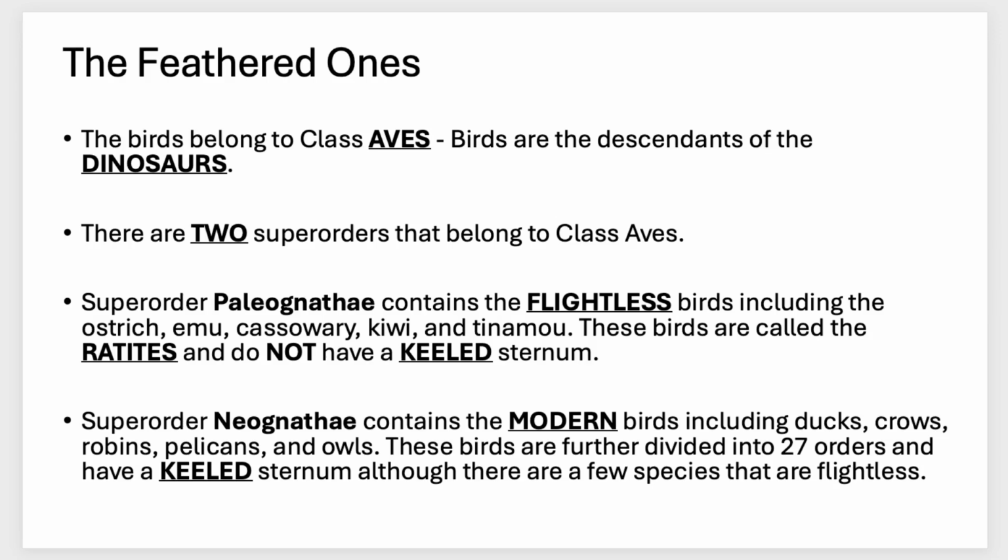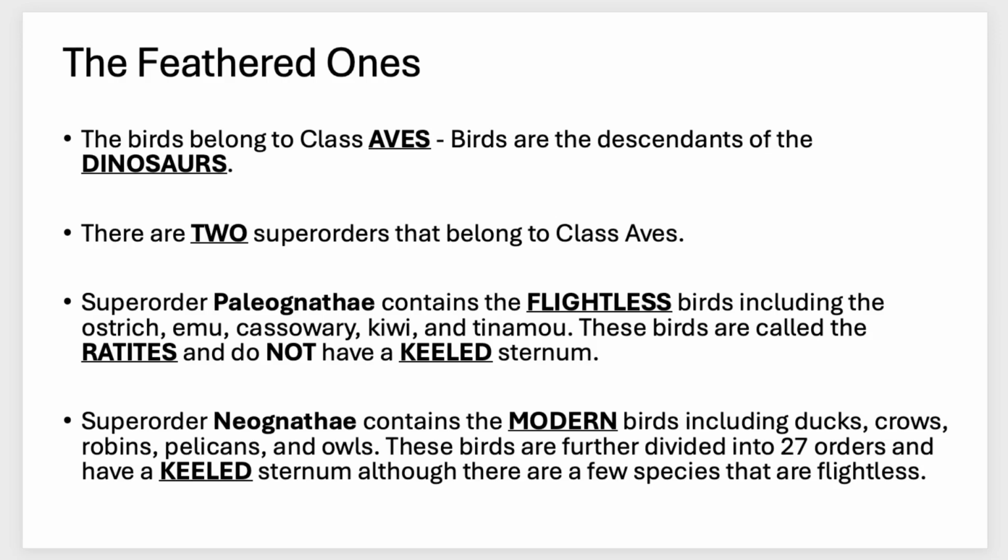There are two superorders that belong to the class Aves. The superorder Paleognathi will contain the flightless birds, such as the ostrich, the emu, cassowary, kiwi, and the tinamou. They are called ratites and do not have a keeled sternum. Superorder Neognathi will contain the modern birds such as ducks, crows, robins, owls, etc. These birds are further divided into 27 orders, and they have a keeled sternum, although some of them are still flightless.